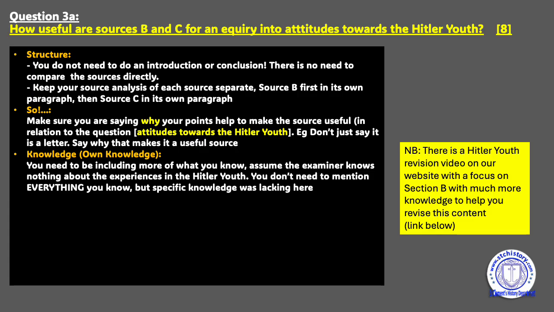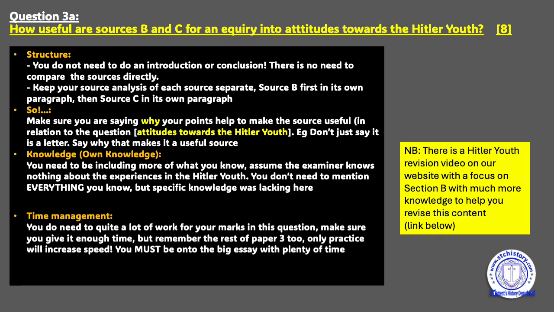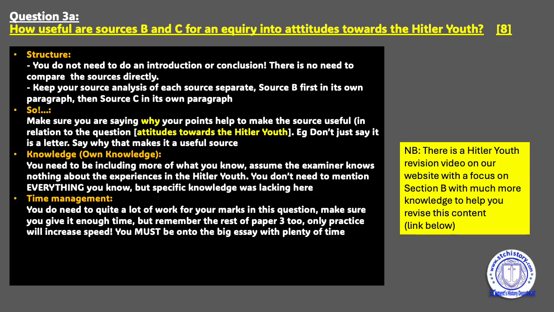When you bring your own knowledge in, make sure you're including what you know. Assume the examiner doesn't know anything, so don't imply your knowledge by saying something like, "I know this is true." You write a quote and then say "I know this is true." You've got to say what you know that is true. Just presume they don't know anything, okay? But be really specific as well. That's a little bit where we faltered on this, is your knowledge.